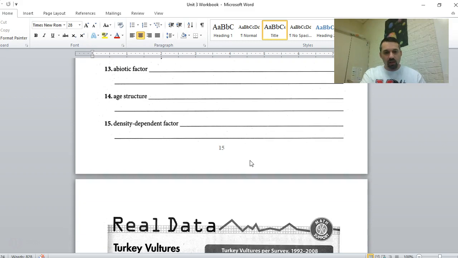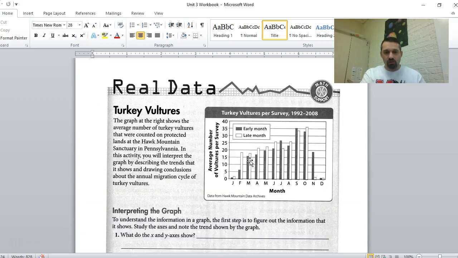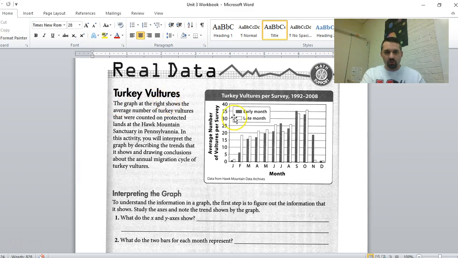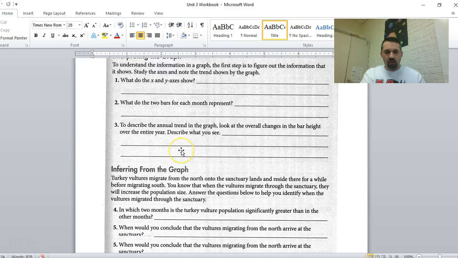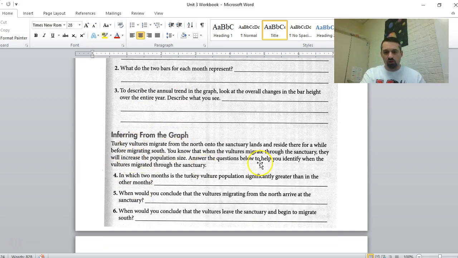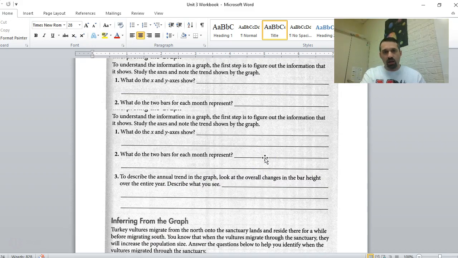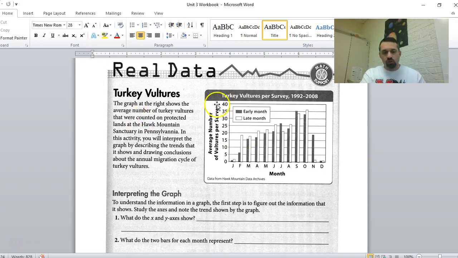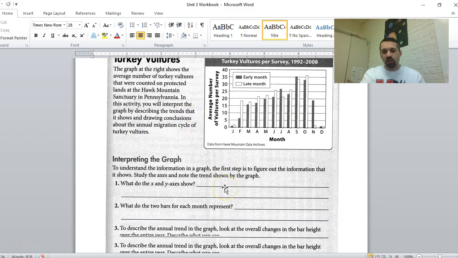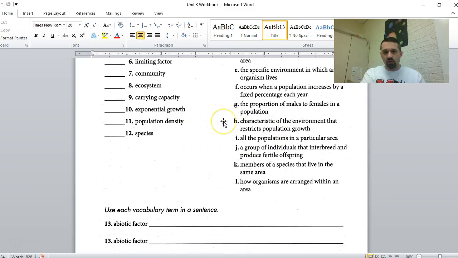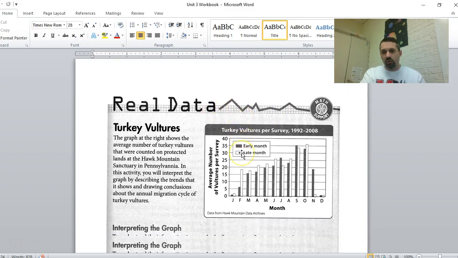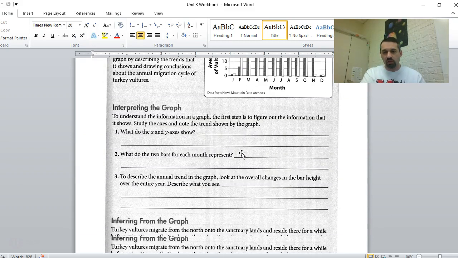All right? And then we got to do this page right here, something about turkey vultures. All right, so you need to read this about turkey vultures, this graph. Then you have to interpret the graph and answer these questions, and then infer some information from the graph. So 6 questions right there. You don't have to go into great detail, just fill in the line there. And you can do this as long as the substitute or your teacher says it's okay. You can do this with a partner, okay? But this part up here you need to do on your own. Okay, so this you're doing on your own, and this real data thing you may do with a partner as long as you guys have been paying attention this whole time.